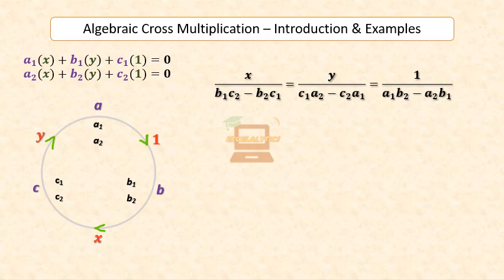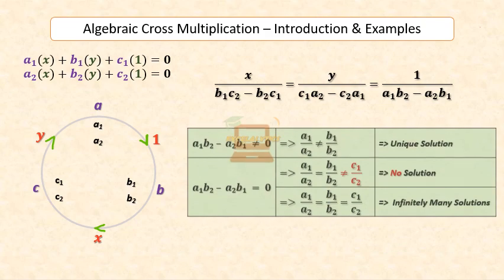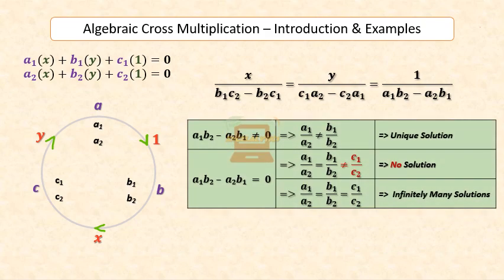Here, it is worthwhile to note that when a1 b2 minus a2 b1 is not equal to 0, we will have a unique solution. When a1 b2 minus a2 b1 is 0, we can either have no solution, or infinitely many solutions depending upon the value of c1 by c2 with respect to the values of a1 by a2, and b1 by b2. These are the exact same rules that we have already covered earlier. Let us see a few examples where we solve the pair of linear equations by the cross-multiplication method.